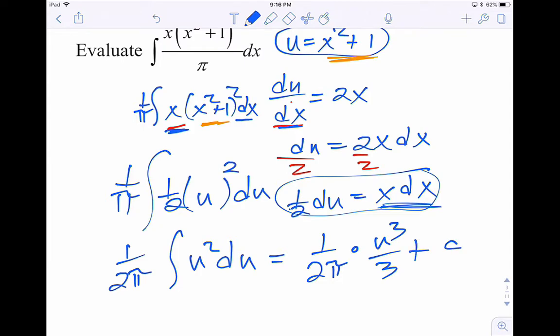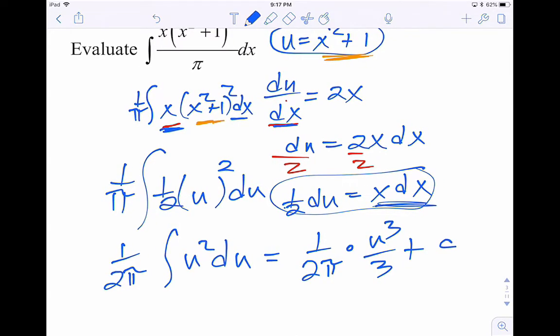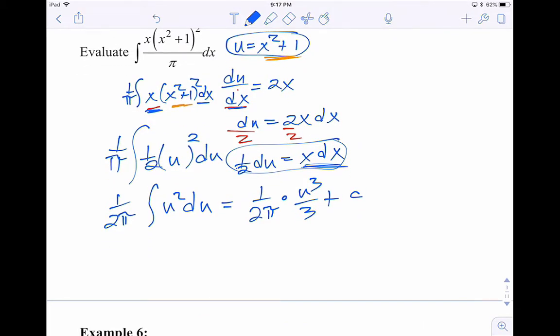This is the point where just a little simplifying, and then I put u back. My u is x squared plus 1. So if I put it all together in my bibbidi-bobbidi-boo fashion, then I've got x squared plus 1 cubed. Go back. Wait, is that right? Yeah, right above here. I'm just trying to figure out what I'm looking at. Yep, x squared, so it's cubed, plus c.